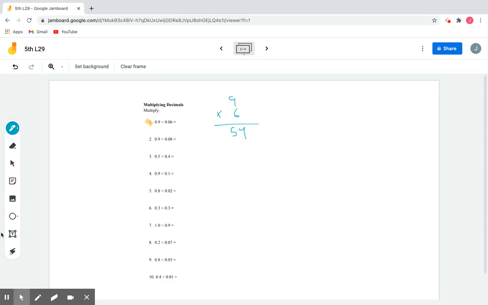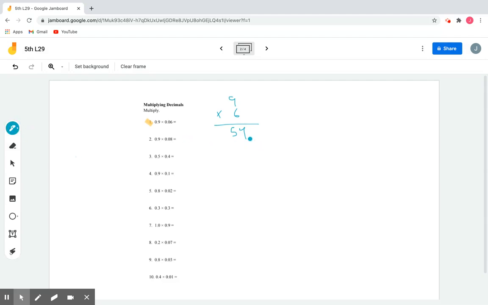And then now we'll look at the decimal point. When we multiply the decimals, we should look at how many digits are behind the decimal point. So we have 1 here, 9, and then we have 2 here, 0 and 6. So in total, we have 3 digits behind the decimal point, 9, 0, and 6, right? So it should be the same for the final answer. So this answer should have 3 digits behind the decimal point.